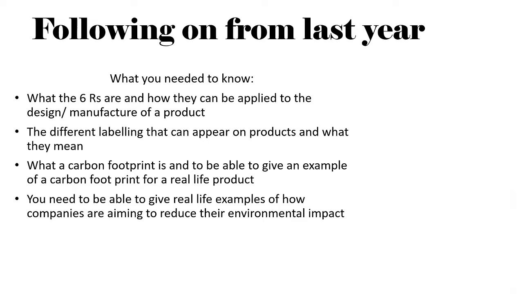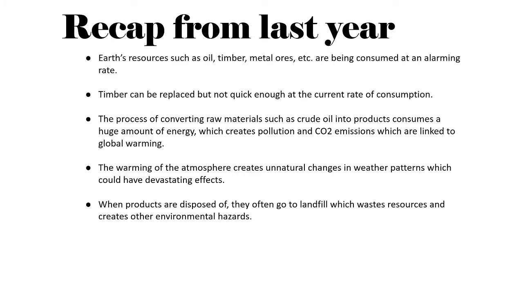So a recap from last year, so that was the 6 R's and how they became applied to the design and manufacture of a product, the different labelling that can appear on products and what they mean, what a carbon footprint is, and to be able to give an example of carbon footprint for a real life product. And you need to be able to give real life examples of how companies are aiming to reduce the environmental impact that they're having.